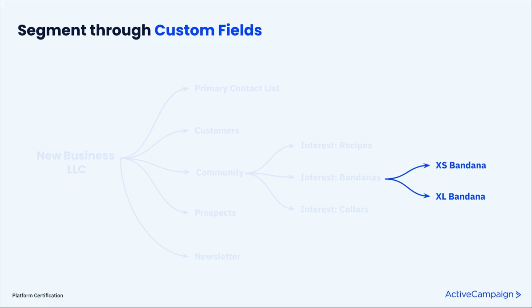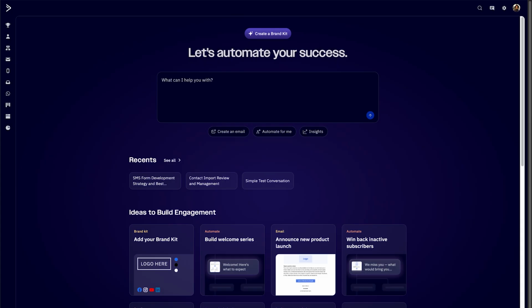Now let's take a look at custom fields. Custom fields store specific information about your contacts. This is structured data like a job title, the company name they work for, birthdays, or purchase history. While tags track behaviors and interests, custom fields store detailed attributes. This data powers personalization in your emails and helps you segment contacts based on specific criteria. Let me show you how to create a custom field.